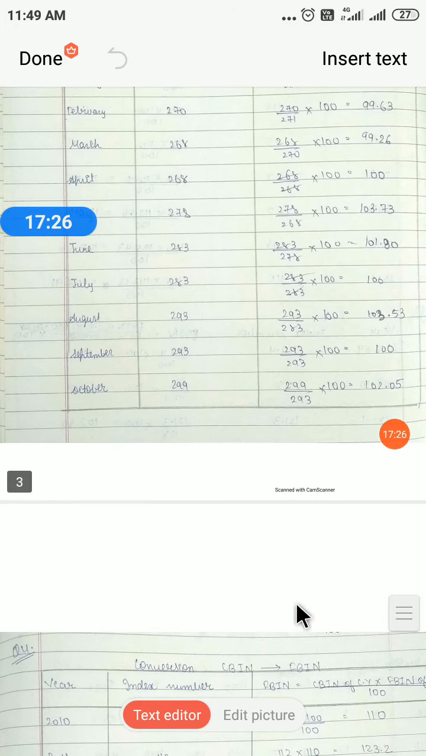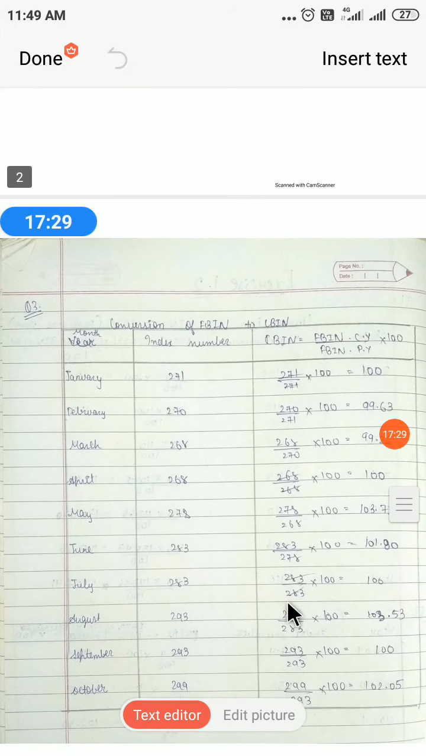Okay. Understand girls? Today we have completed exercise 1.2. You have to complete this exercise in your notebook. From the next day, we will start exercise 1.3.